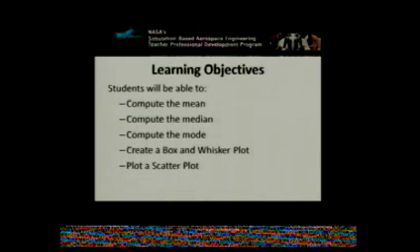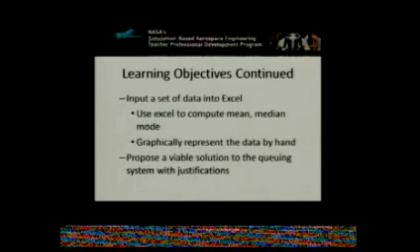Then we need them to actually be able to give the visual. The visual is an understanding based on what they get from the equation that they've worked out. So in providing the visual, they need to create a box and whisker plot or a box plot and a scatter plot. Now, this will all correlate in them coming up with a real life scenario.